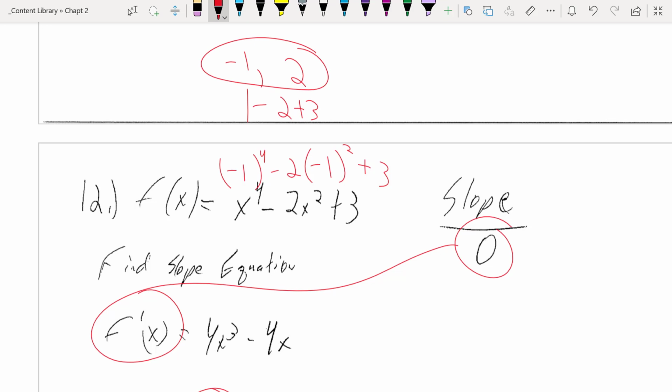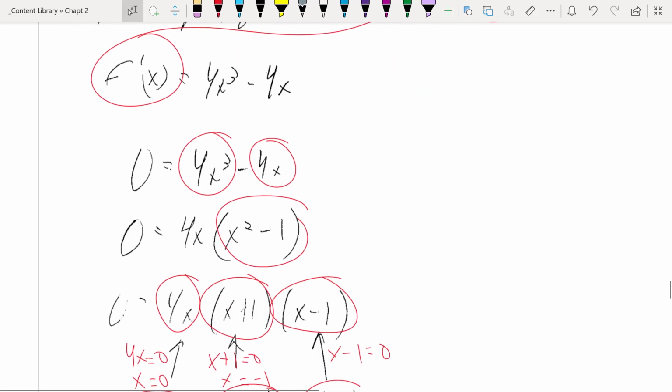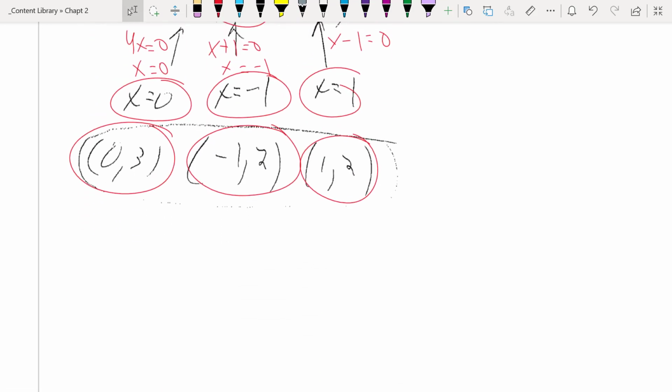Now we'll find that other point by substituting in a positive 1. So when I substitute in a positive 1, I'm going to get 1 to the 4th minus 2 times 1 squared plus 3. So 1 to the 4th is 1, 1 squared is 1, and 1 times negative 2 is going to be minus 2, plus 3. When I take 1 minus 2, I get negative 1, and negative 1 plus 3 is going to equal positive 2. So that other point is 1 and 2. Notice that's going to be my answer, those 3 points: 0 and 3, negative 1 and 2, and 1 and 2.